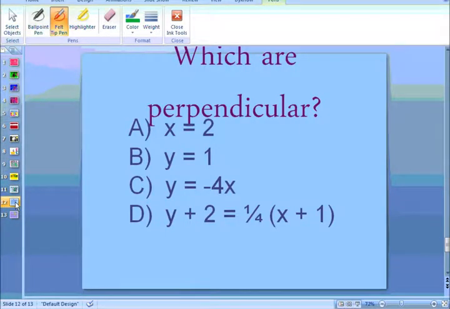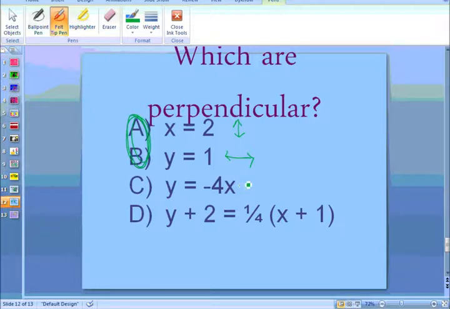Which are perpendicular? X equals 2. What does this line look like? If it's x equals 2, it does not have y, so it's not a function. So it's going to be a vertical line. Y equals 1 does not have an x, which means it has a 0 slope, which means that it's a horizontal line. I know these two are going to be perpendicular to each other because a vertical line and a horizontal line are automatically perpendicular.